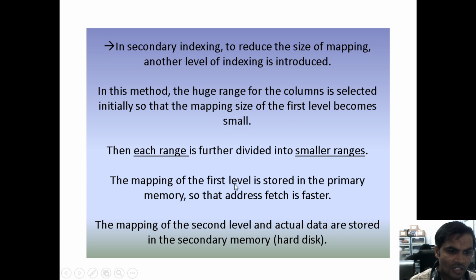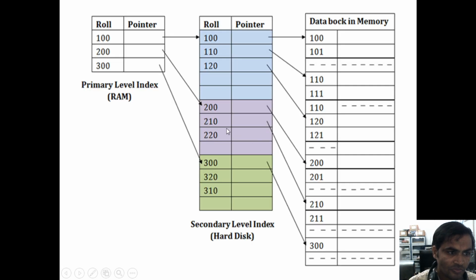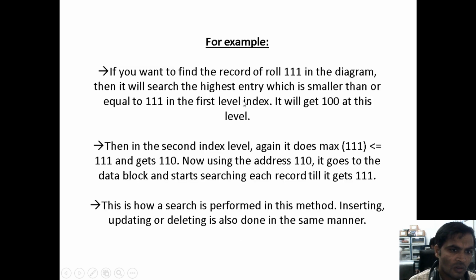The mapping of the first level is stored under the primary memory so that the address fetch is fast. The mapping of the second level, the actual data, is stored under the secondary index, which means it is stored on the hard disk. Under the primary memory, it is stored as the first level of your index. The secondary level is stored on the hard disk. Primary level means it is stored under your primary key index. Now, if you take an example, just now I said the example, here we took the roll number as 111.